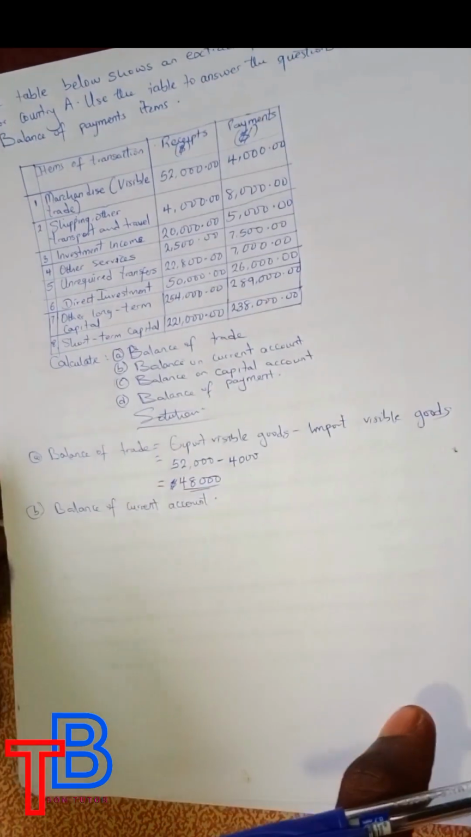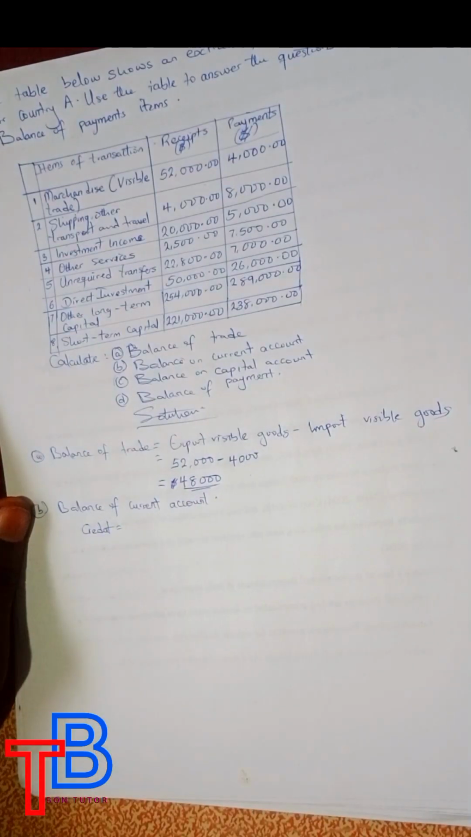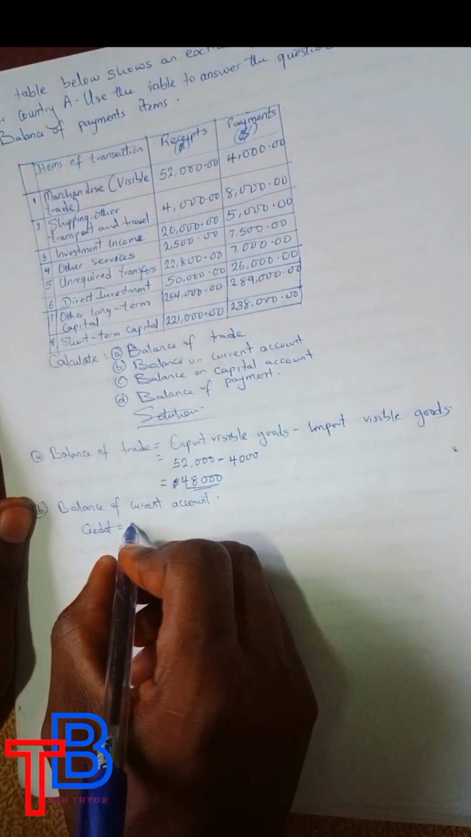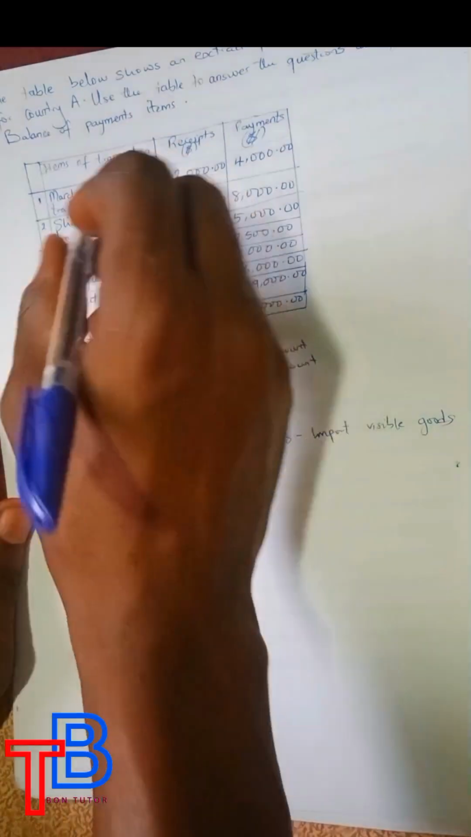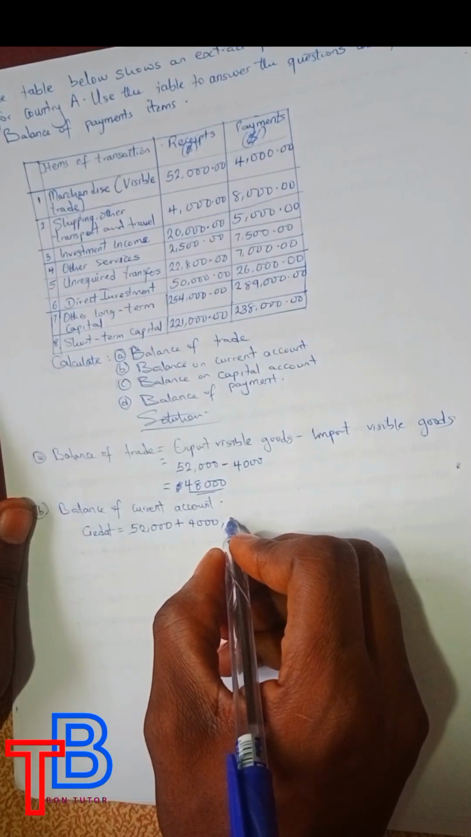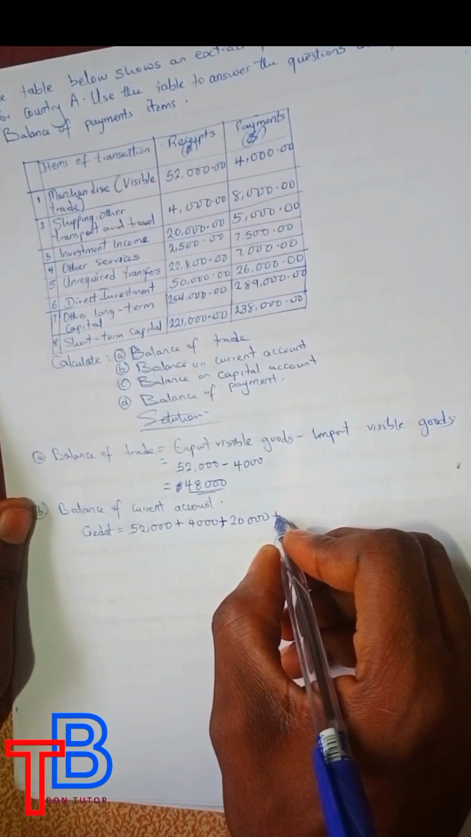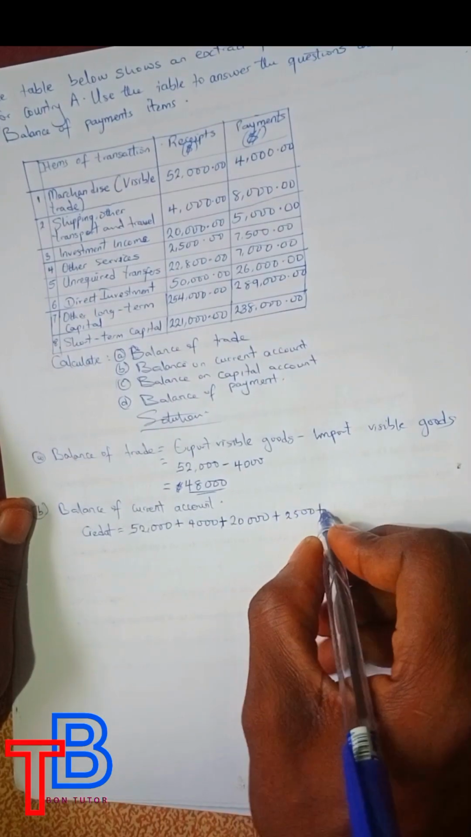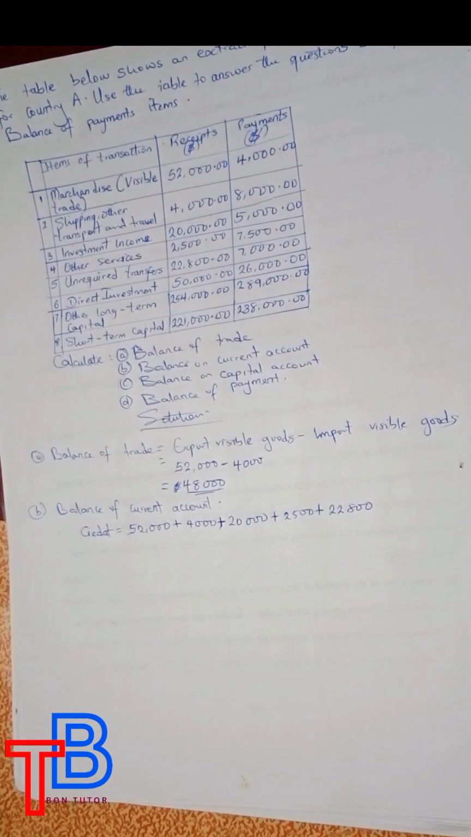So to make it simpler, I'll say the credit, that is money received, you add everything together first. So if you are talking about that, you are picking the 52,000, which is the first one, plus the shipping, which is the 4,000, plus the 20,000, plus the 2,500, plus the 22,800, the unrequited transfer. But if we are talking about direct investment, that one is not there because it deals with assets, and we'll talk about that later.